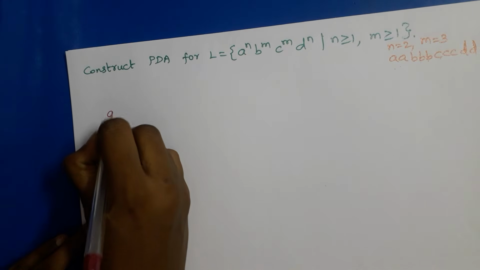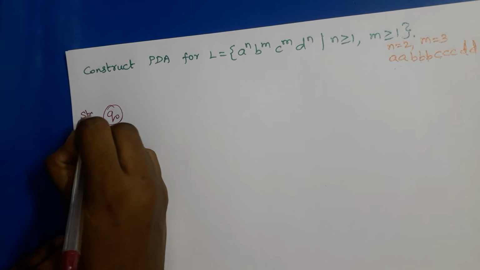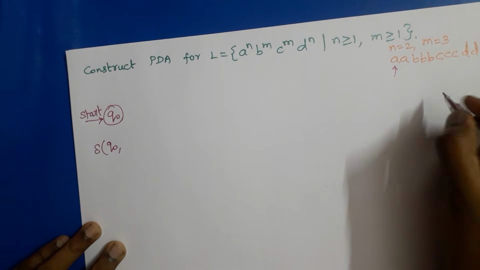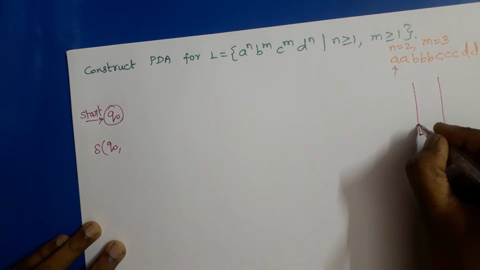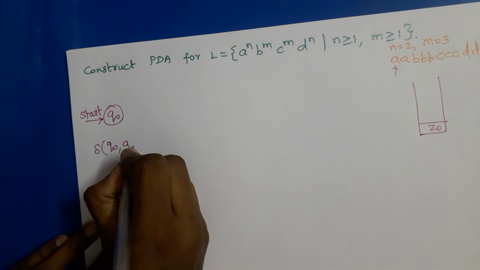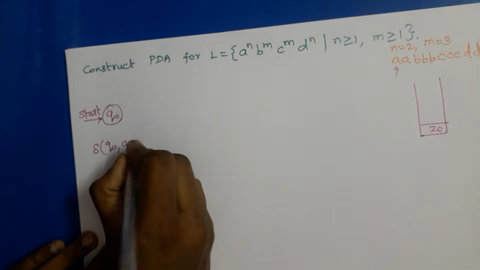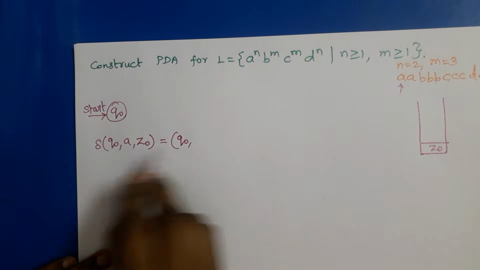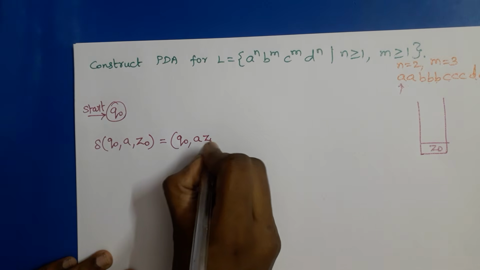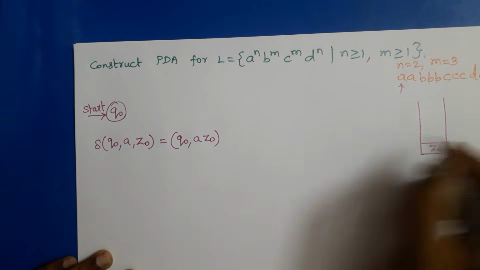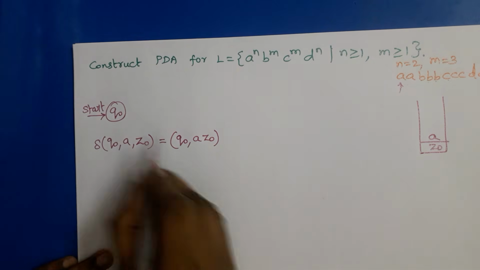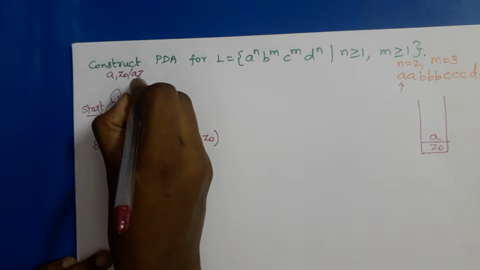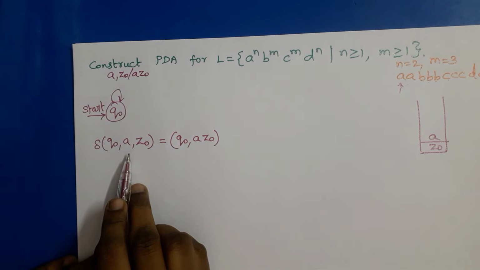So Q0 is the start state. Delta of Q0 comma, the first input symbol is A. A is the current input symbol and the top of the stack is Z0. So we have to remain in the same state Q0 and A must be pushed onto the stack, so we write A Z0. So A is pushed onto the stack. So from Q0 to Q0, draw an edge and that edge must be labeled by A comma Z0 slash A Z0. So this is for pushing one A.